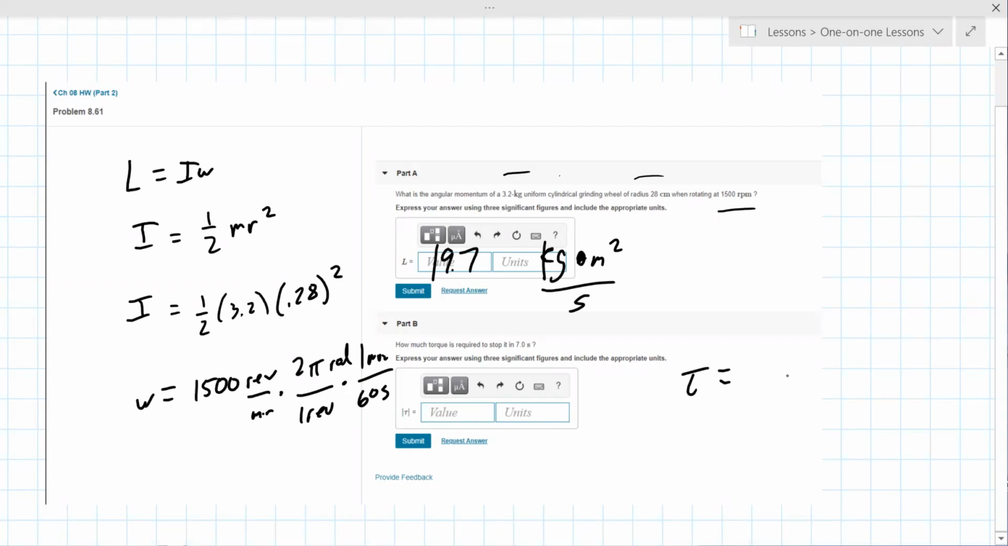Yeah, so torque is equal to L over t. Okay. And we have L. It's our calculated value from the previous problem, and then we divide it by 7. And it's always good to go back to that full calculation there, which is I get 2.81, and then units of torque here is newtons times meters. 2.81 newton meters.